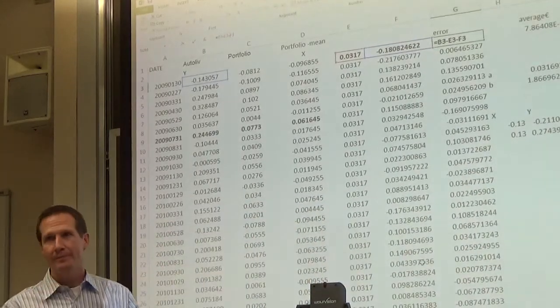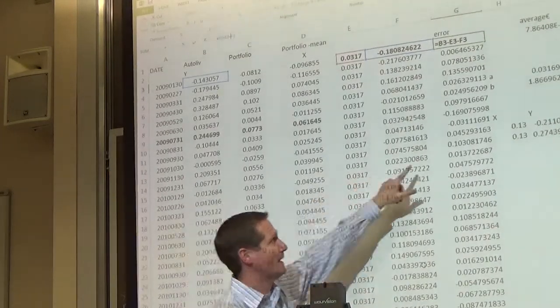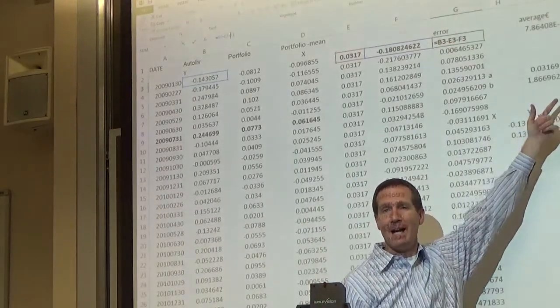Column E, what was that? This is just expected return. It's the intercept of this regression, or the average return for Autoliv.